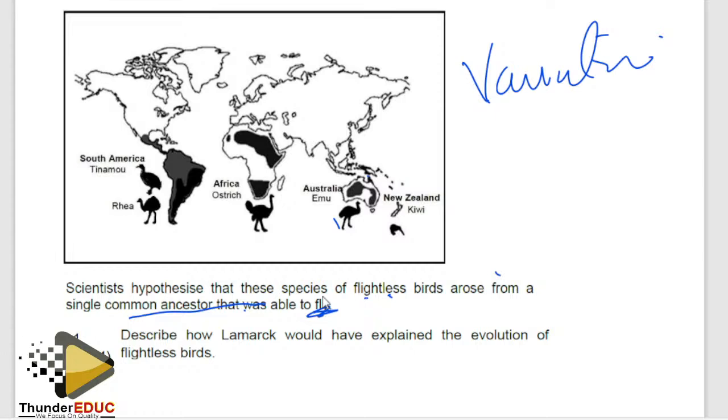This is called natural selection. Those which are not able to fly reproduced in large numbers. Then you talk about how they pass their genes to the next generation. After many generations, all birds were not able to fly, or they became flightless birds. Is it clear? That's how you can explain. But still, they can use this and ask you to describe how they became new species.